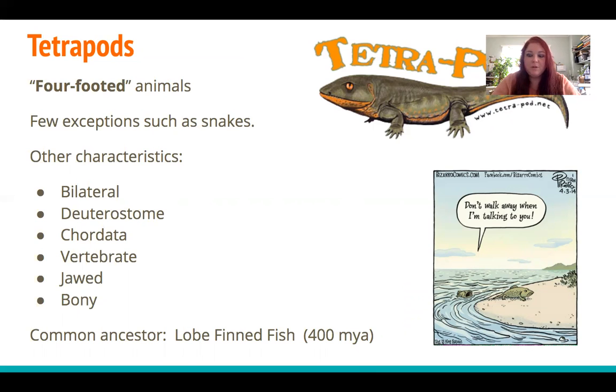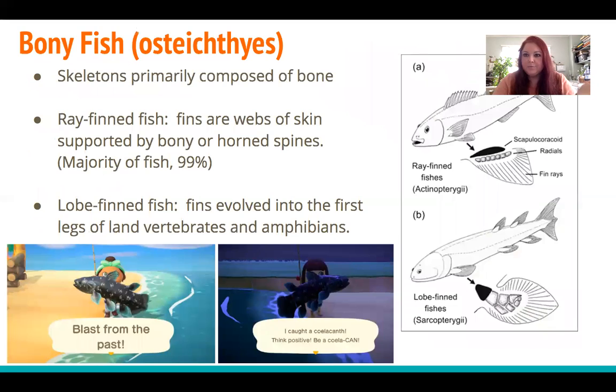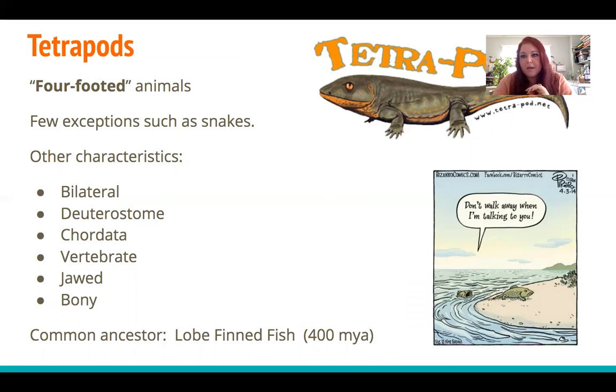Deuterostomes, so we formed our anus first instead of our mouth. Chordata, so we have a spinal cord. Vertebrate, we have a nervous system coming from our spinal cord. We're jawed and we're bony. So all these characteristics, basically everything beyond our fish ancestors that we see here, come into this tetrapod category. As soon as we moved onto land, we became tetrapods.